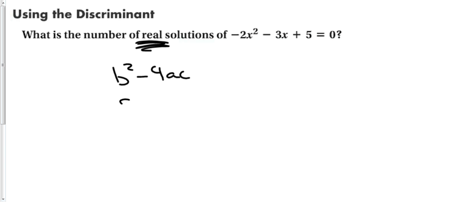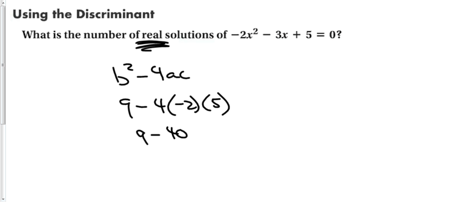So b squared, negative 3 squared is 9, minus 4 times negative 2 times 5, which is going to be 9 minus 40, no, sorry, 9 plus 40, negative times a negative gives me a positive, which is going to be 49. So my discriminant is positive, which means that this quadratic has 2 real solutions.